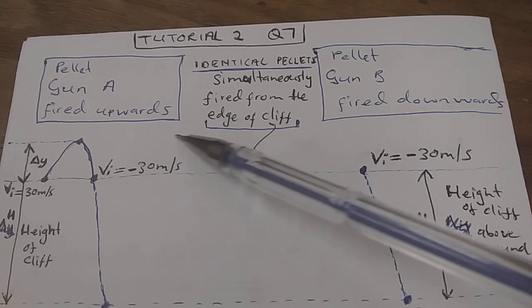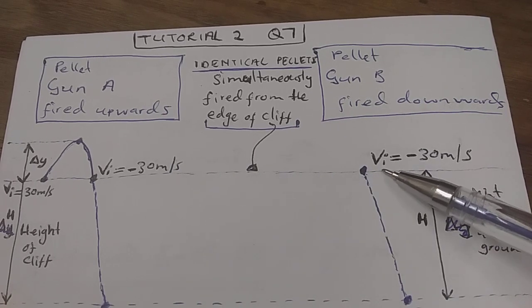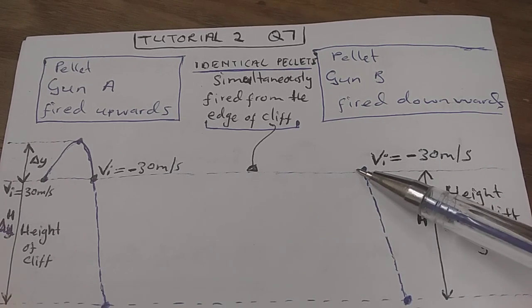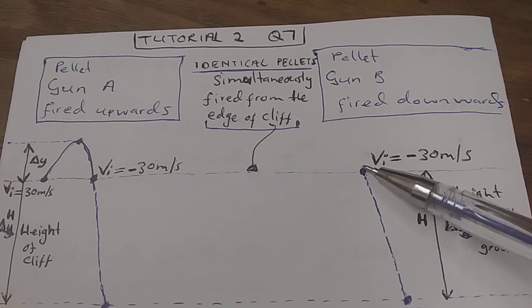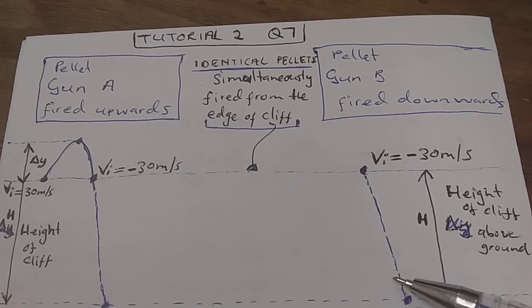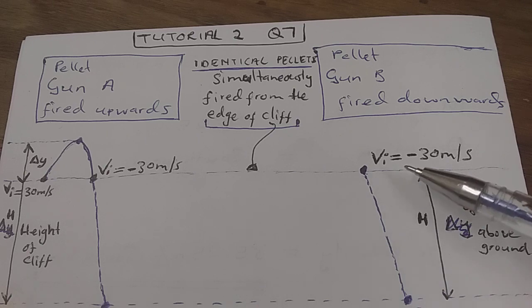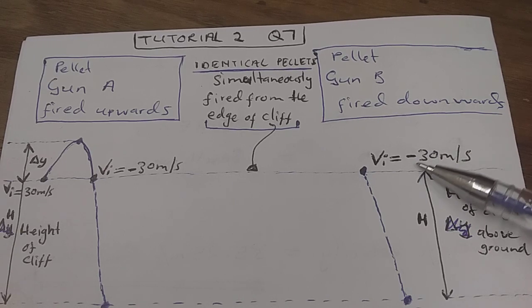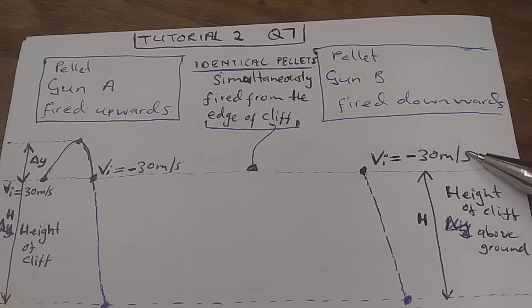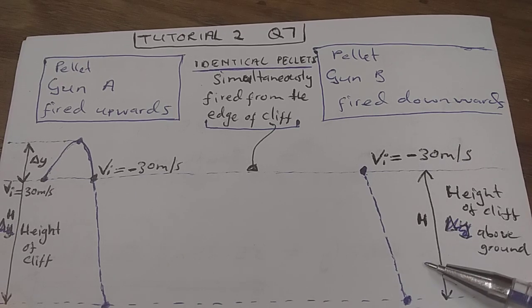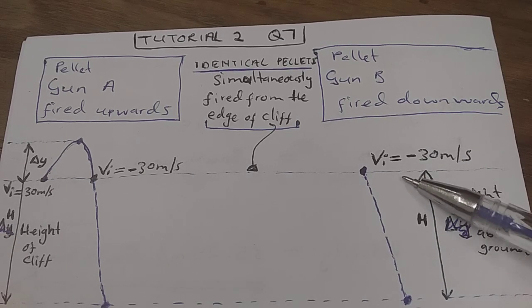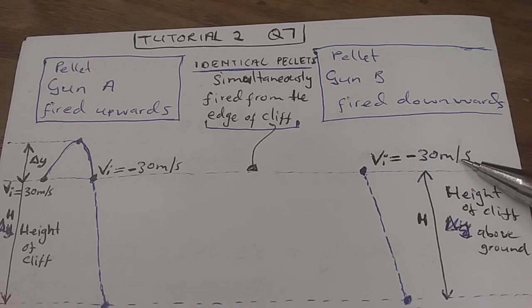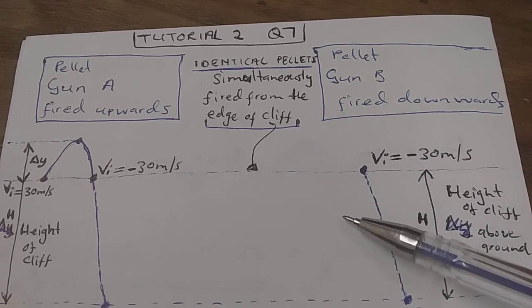Whereas for pellet gun B, it was fired downwards. That's why there's a negative here for the velocity, which is the direction. So it was fired downwards with a speed of 30 meters per second. All right, so the velocity will be negative 30, assuming upwards as positive.